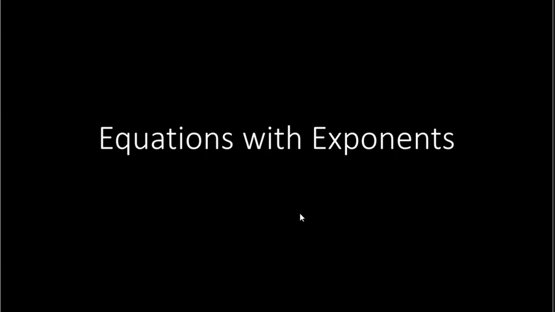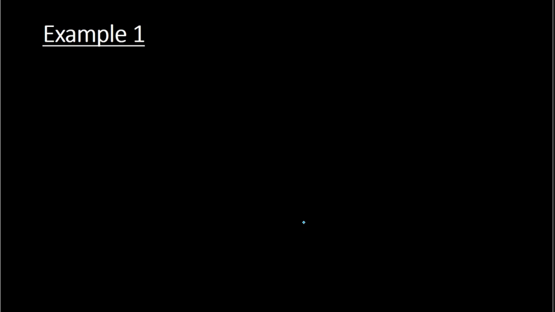In this video, you will learn how to solve equations with exponents. So example 1, we have h squared equals 36. Now the only thing I need to do to solve this equation is to get rid of the squared with the h. To do that, I have to do the inverse of squaring, which is going to be square root. So I take the square root of both sides.